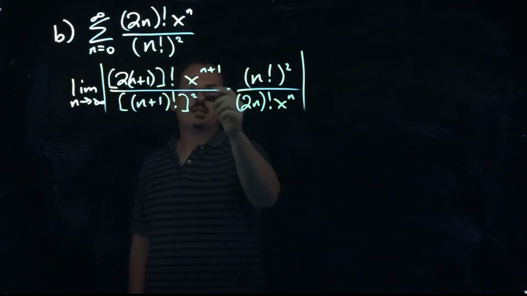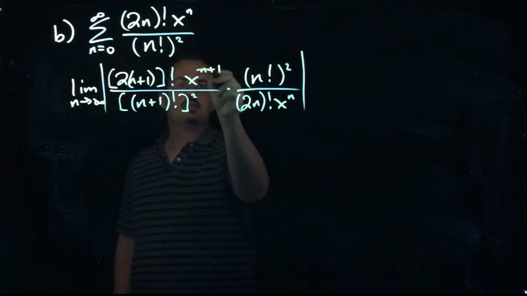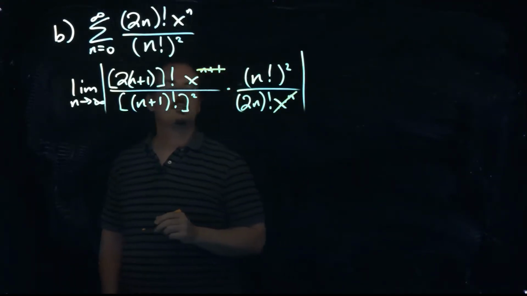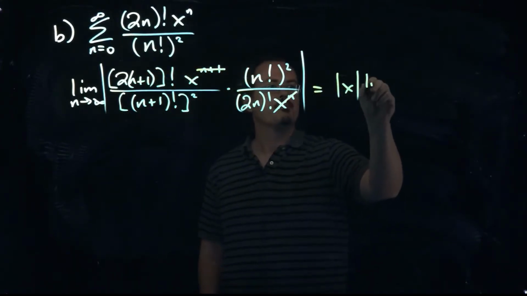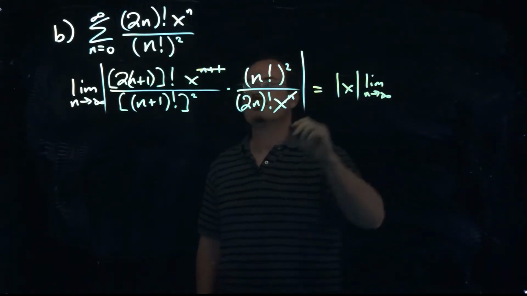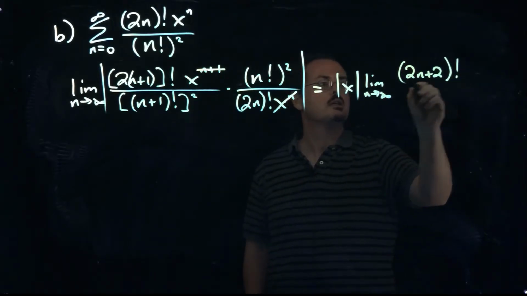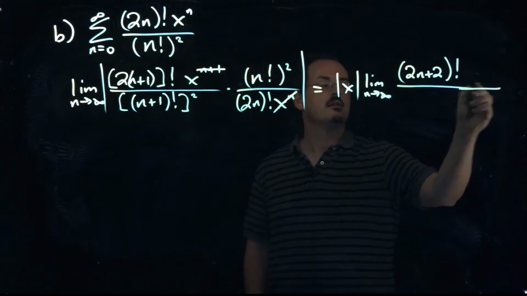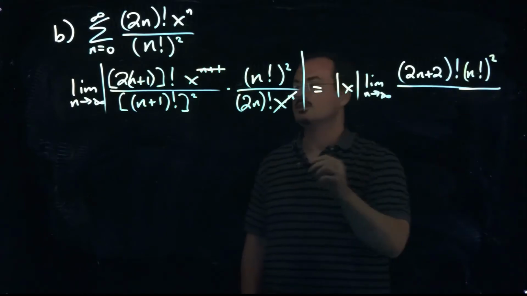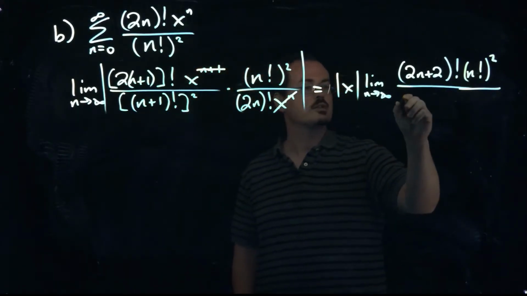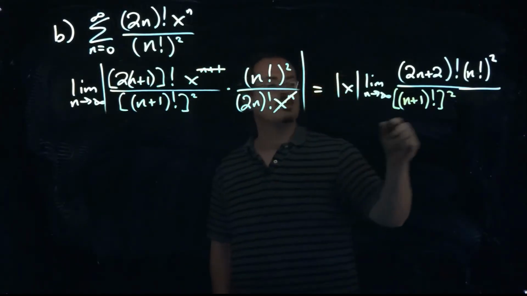Okay, then same thing's going to happen here as the last one: x to the n plus 1 over x to the n is basically going to cancel, and we're just going to be left with x there. So let's bring that out, just like before. And then what are we going to have left here? This is going to be (2n plus 2) factorial in the numerator, and then we've still got that n factorial squared. And what else do we have? We've got this, n plus 1 factorial squared, and we've got the 2n factorial.